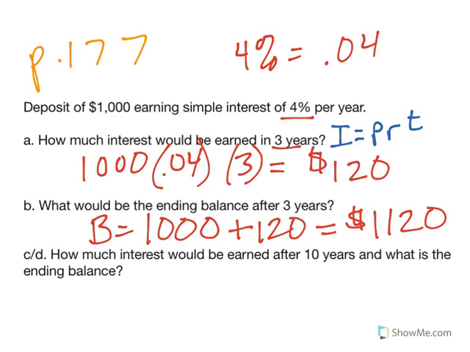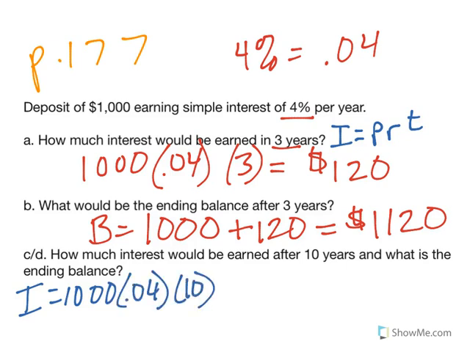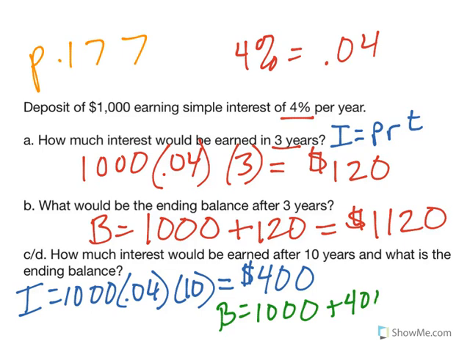Letters C and D we will do together. So we're talking about 10 years, same principal and the same rate. So interest is 1,000 times 0.04, and this time we have 10 years. So when I do that, I get interest of $400. Now to find my balance, I will take my initial principal of $1,000, add that to my interest, and my ending balance will be $1,400.